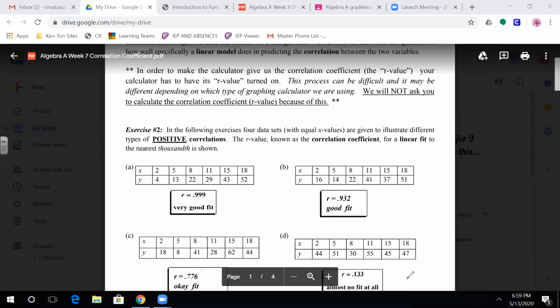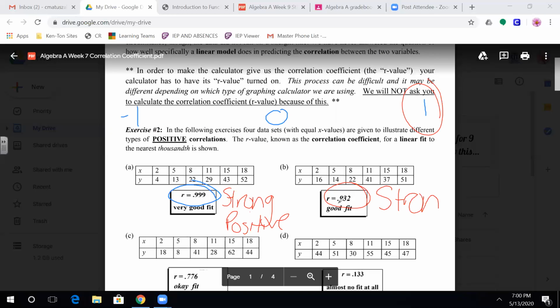So for example, if you look here, 0.999. If we put this back up here, that is very close to this 1, so it'll be strong. And just by looking in front of it, it is positive. This 0.932 is also very close to that 1, so it's strong. There is no negative in front of it, so it's positive.